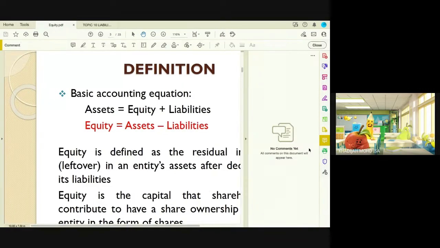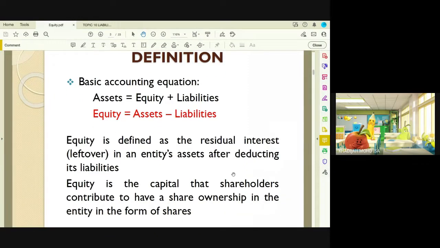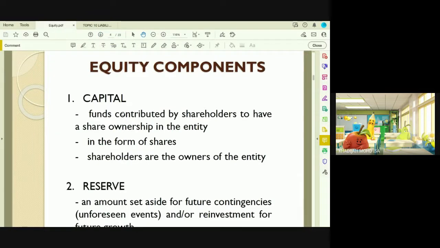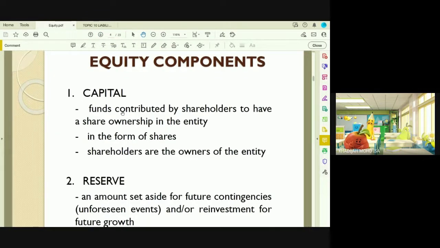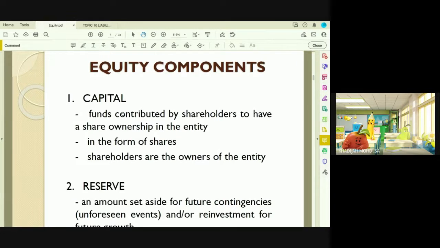Equity is the capital that shareholders contribute to have a share ownership in the entity in the form of shares. So that is the capital. The next one is the components of equity. The first one is capital, the funds contributed by the shareholders to have a share in the entity, in the form of shares, and the shareholders are the owners of the entity. This one is very straightforward. When you have your share capital, you know that this is the money invested by the shareholders, and the shareholders are the owners of the entity.